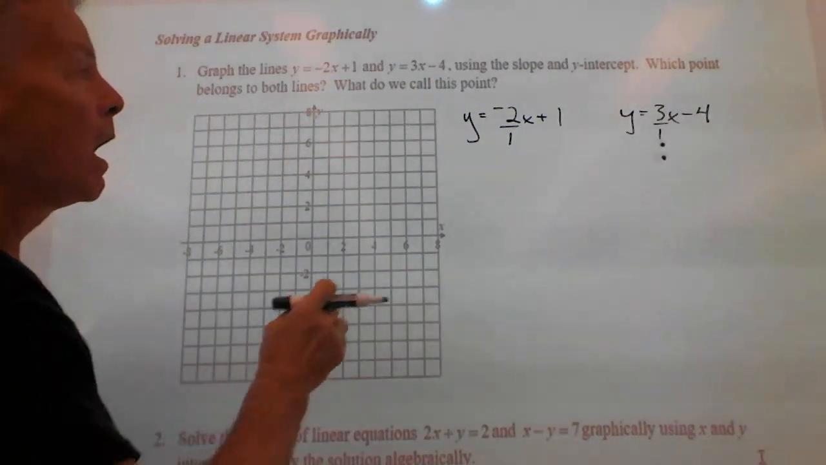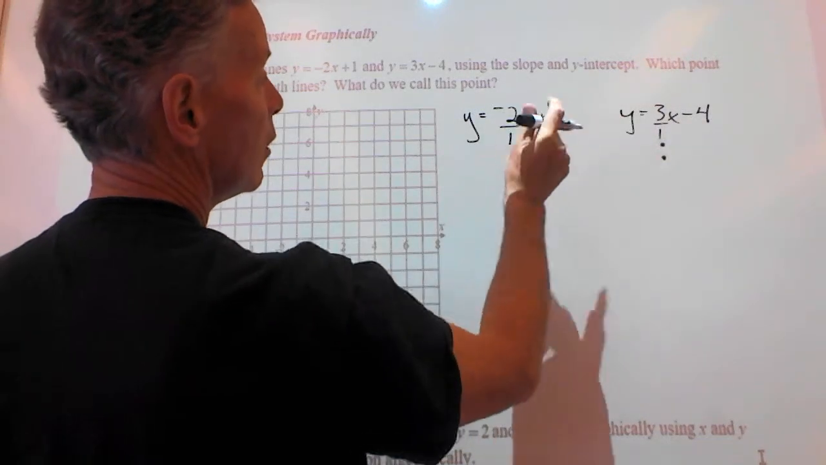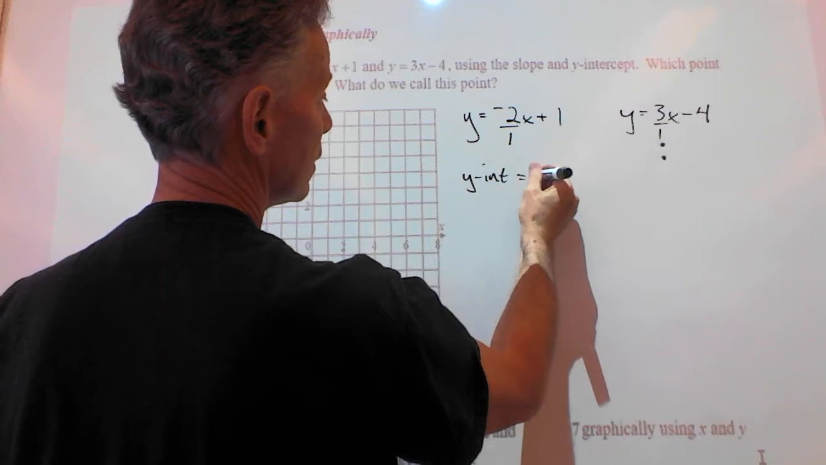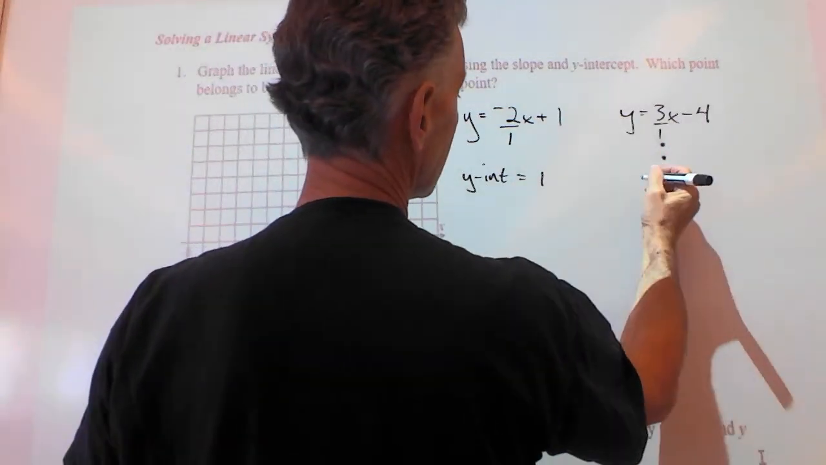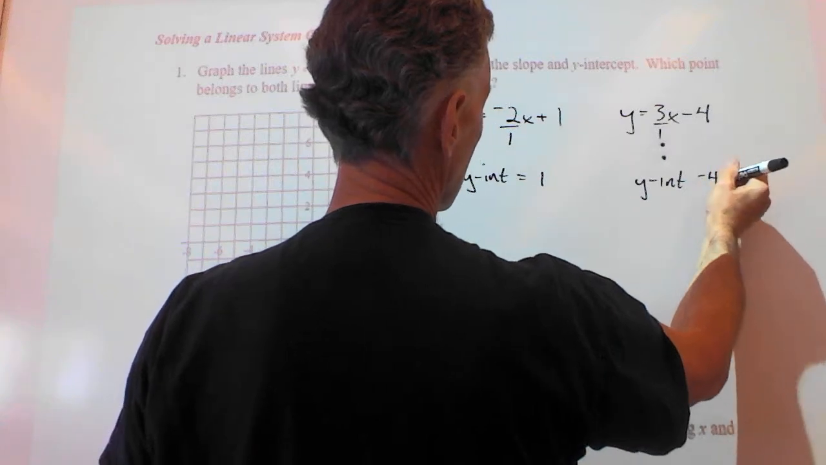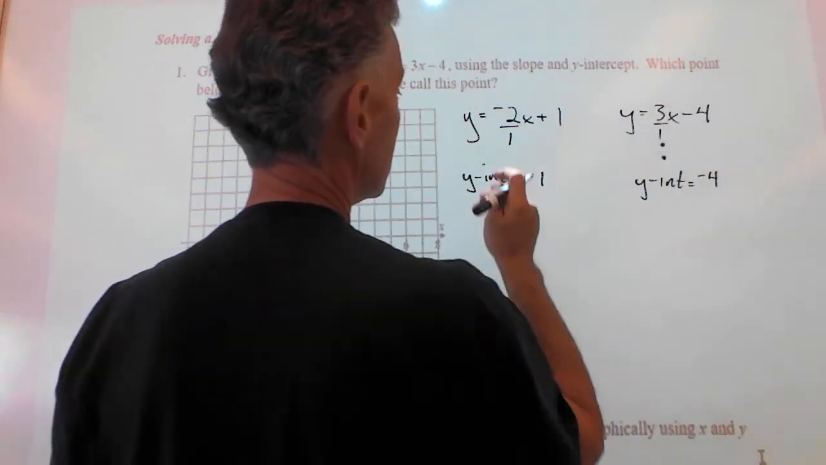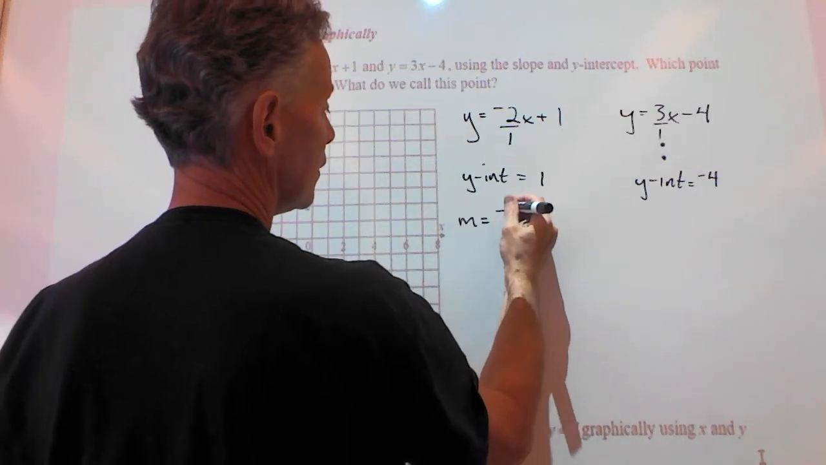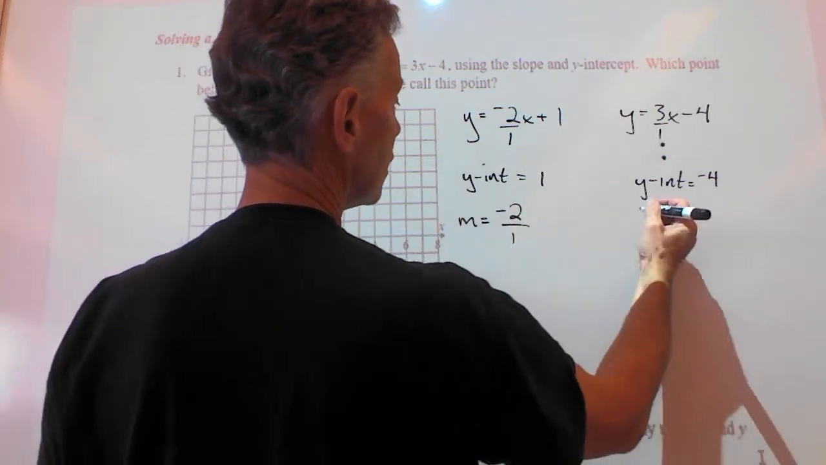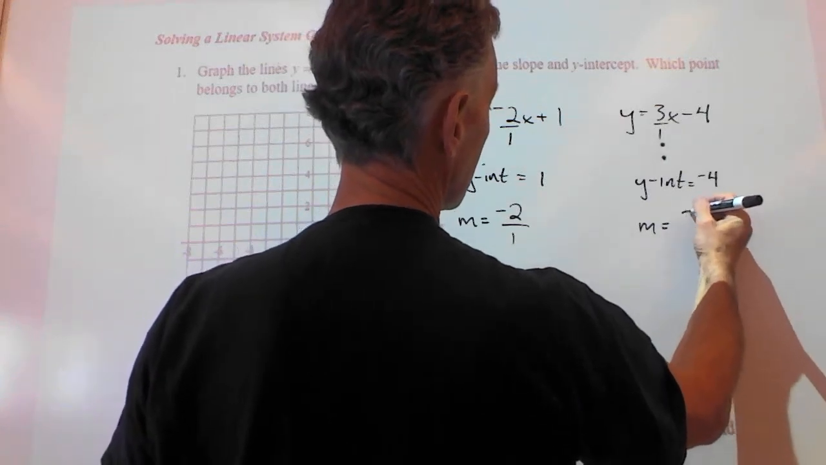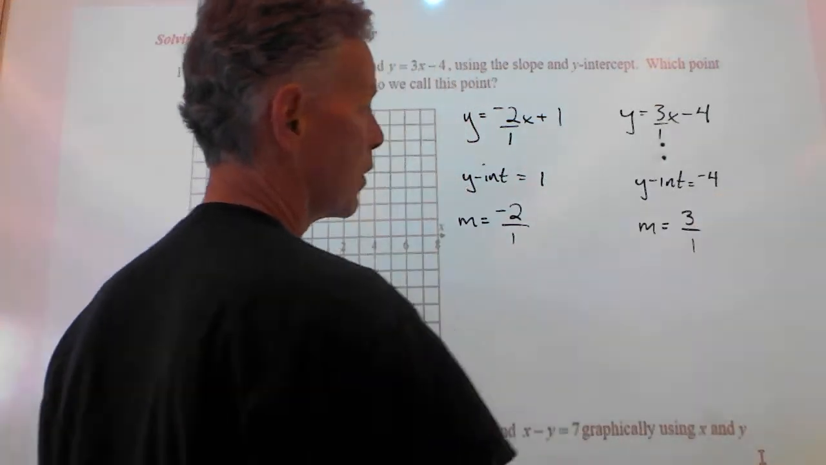Okay? So for this one, we know that our y-intercept is 1. For this, our y-intercept is negative 4. For our first equation, our slope is negative 2 over 1. For our second equation, our slope is 3 over 1.